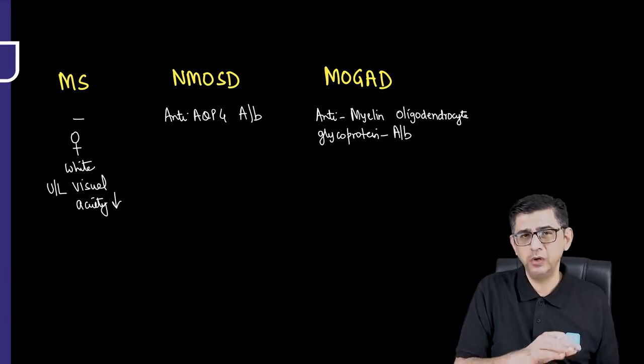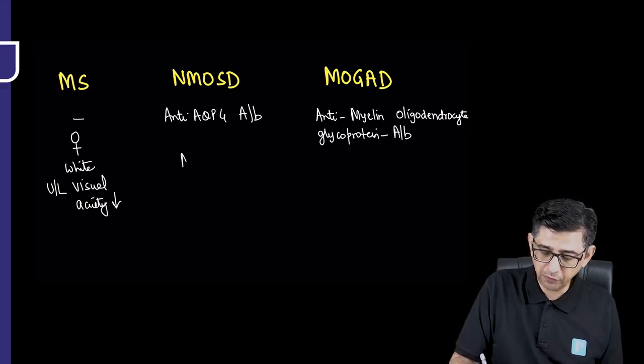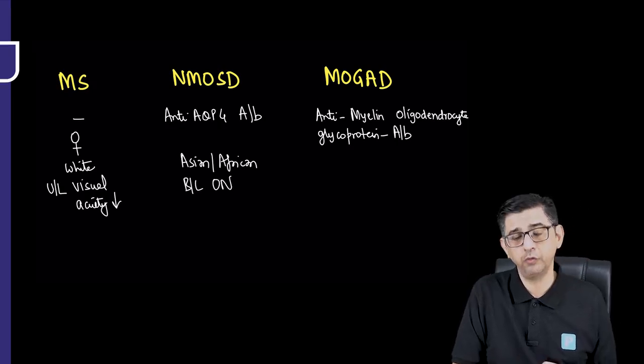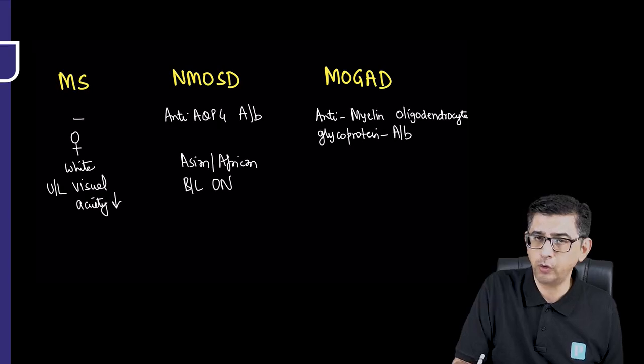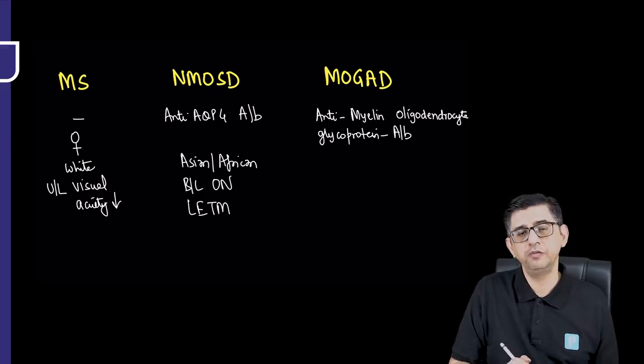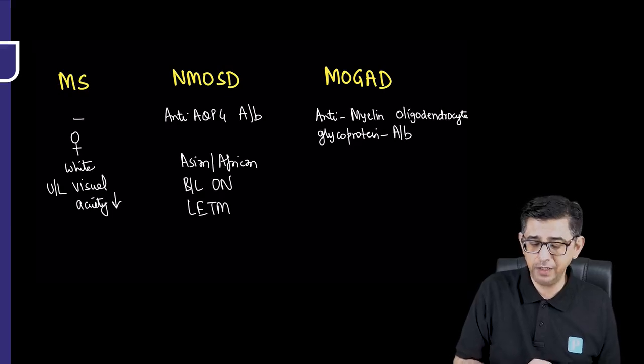And usually the question will not begin by describing blindness. But if you read about a question of a patient who is of Asian or African descent and it says that this lady is having a bilateral optic neuritis which is causing development of blindness, we need to think in terms of neuromyelitis optica spectrum disorder. Another highlight of this disorder would be involvement of the spinal cord, which would be longitudinally extensive transverse myelitis, LETM.